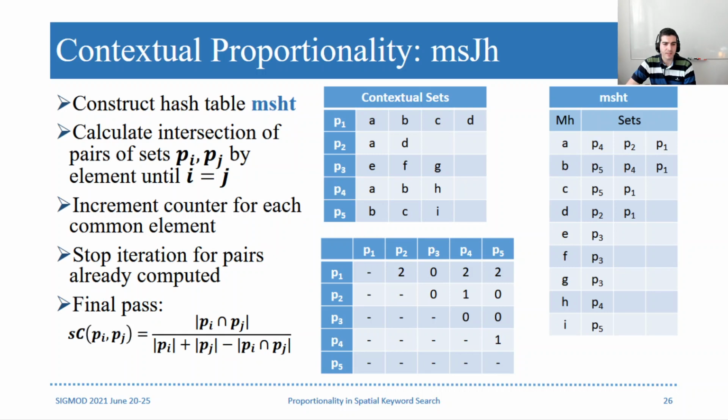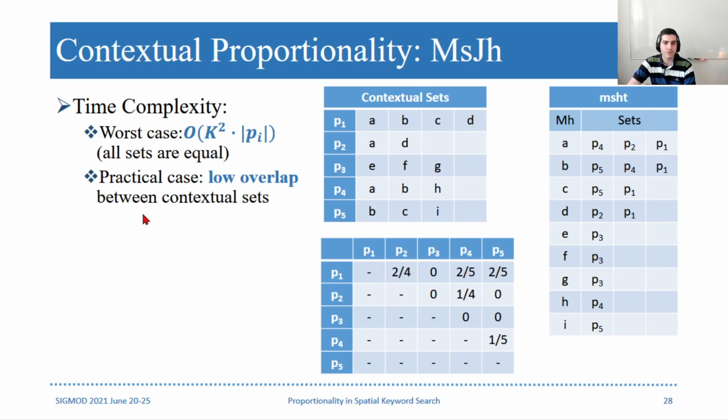We do a final pass on the array to calculate the Jaccard similarities. Since we have already computed the intersection of the sets, we need to divide by the union size of each pair of places. We can infer the union by the set sizes and the already calculated intersection size. This algorithm has a worst case cost of k squared times the contextual set size, but as we show experimentally, practical cases do not have highly overlapping contextual sets.